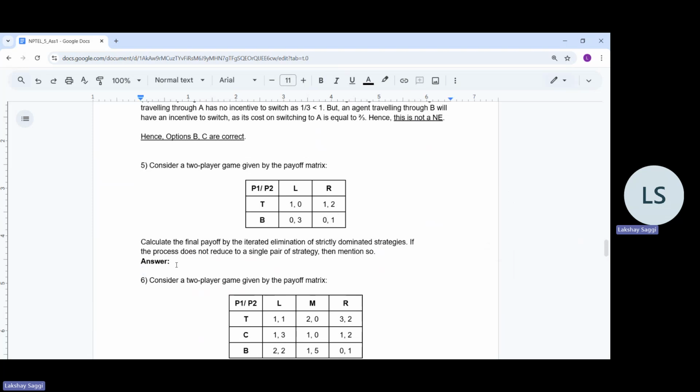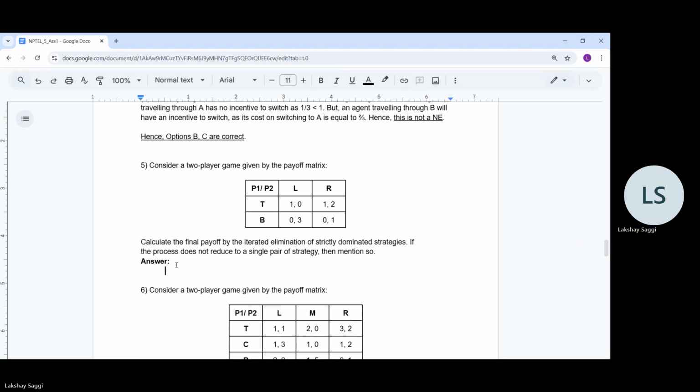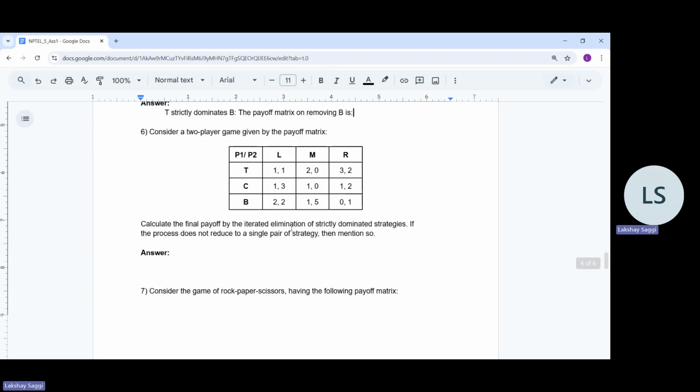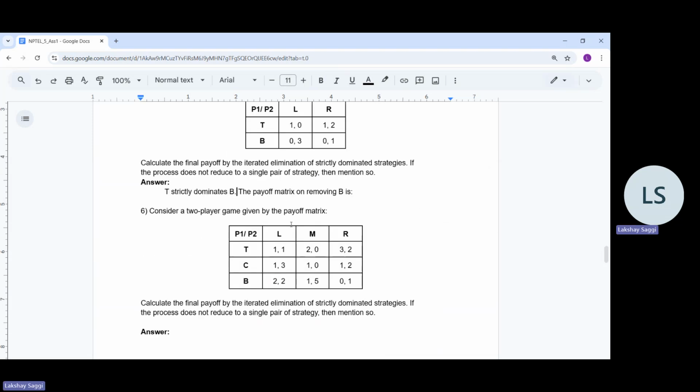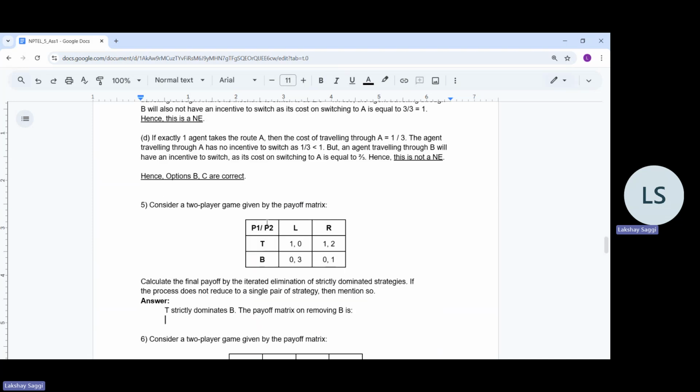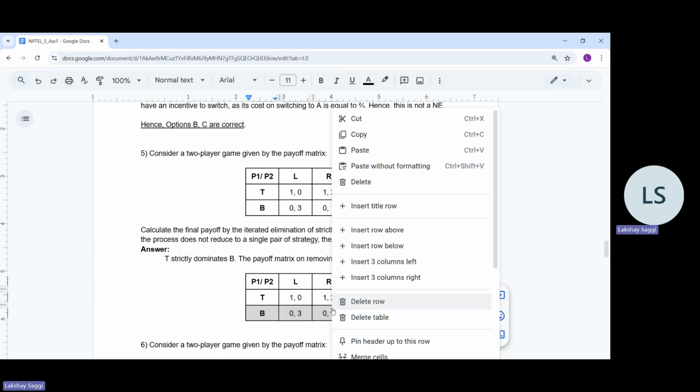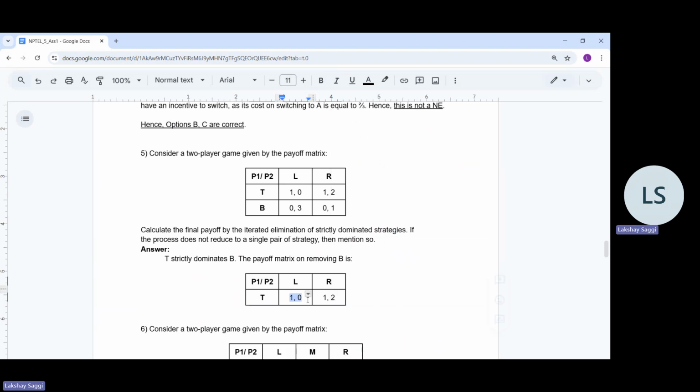So what we arrive at is that T strictly dominates B. So we remove B, and what's the payoff matrix on removing B? It's something like this. Let's just copy this. And now we have to see if one strategy strictly dominates the other. The row player only has one strategy, so we have to see in this payoff matrix whether strategy L.